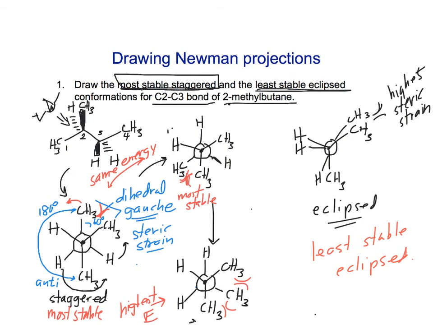All right, so we want this structure and one of these two structures. All right, let's try one more problem a little bit faster. In this case, we're going to draw the most stable structure, staggered, and least stable eclipse, just like we did before, but this time we're going to add one more methyl group.